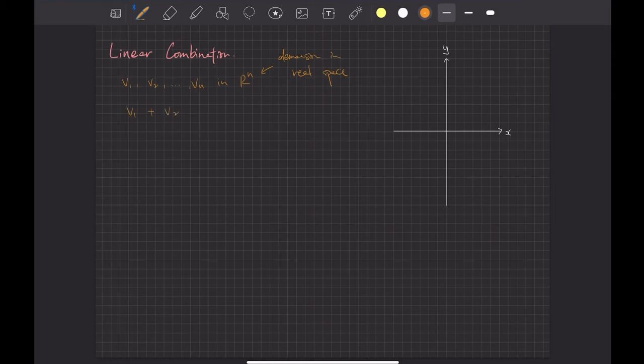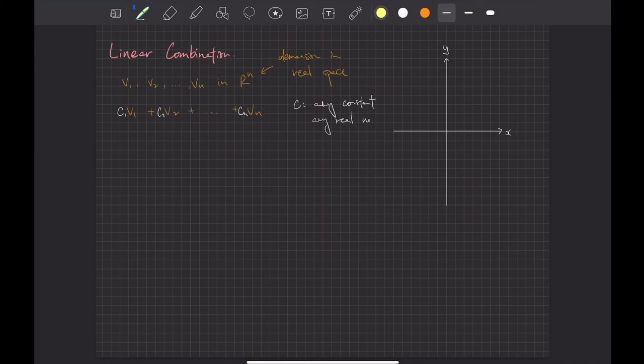v1 plus v2 plus v3 to vn. And of course, we will scale them with different constants c1, c2, cn. C is any constant, any real number.